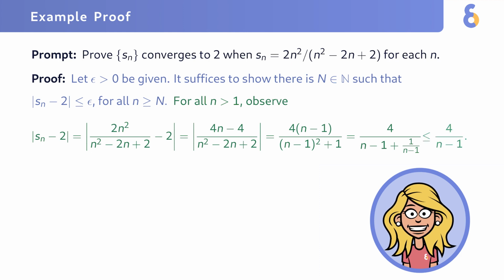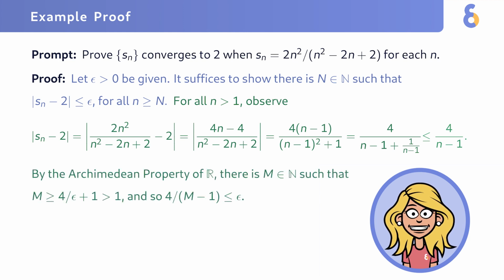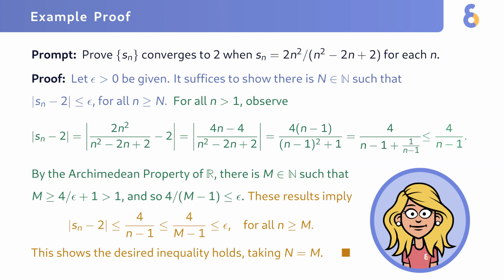Since 1 over n minus 1 is positive, we can bound this whole thing from above by 4 over n minus 1. Then we can use the Archimedean property of R to find a big natural number m. In step 3, we rearrange and combine these inequalities to show the absolute value of Sn minus 2 is less than or equal to epsilon. Picking n equal to m reveals this is precisely what we wanted to show.